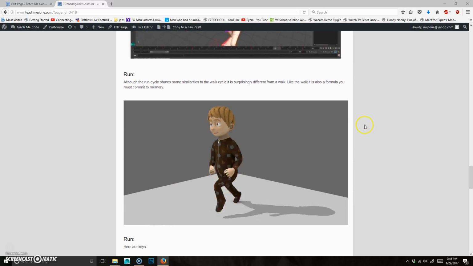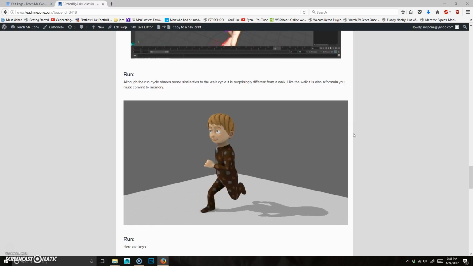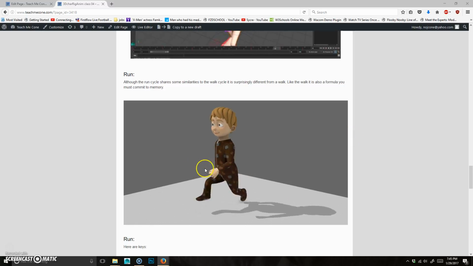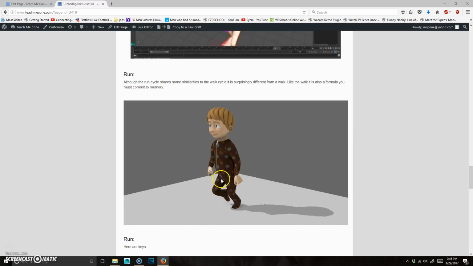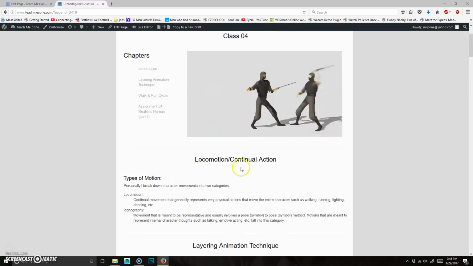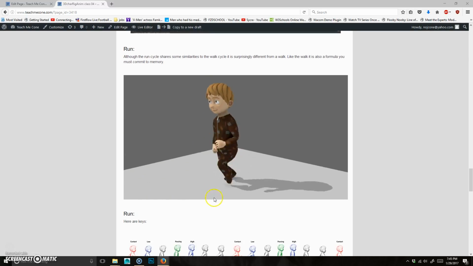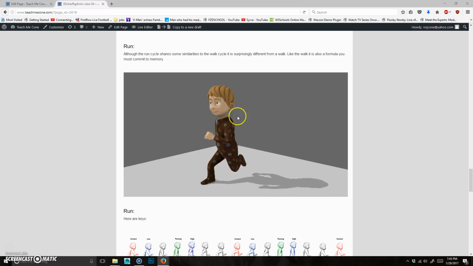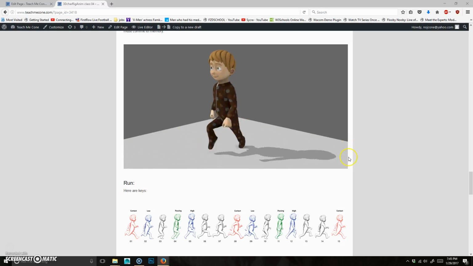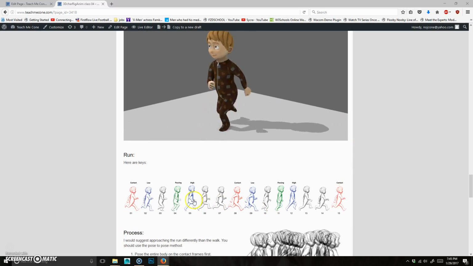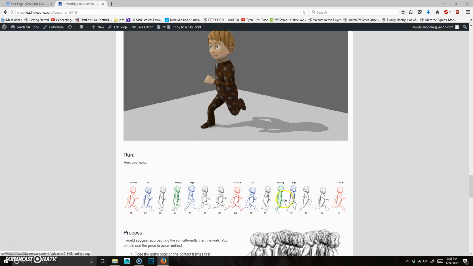Now, a run cycle. A run cycle is very similar to a walk cycle, but it is somewhat different, and it also has a formula of its own. I honestly find it kind of difficult just because I don't usually do too many of these. Walk cycle I can do in my sleep. I've done so many of those. Now the run cycle can be a little more difficult to do. In some ways it's easier because it's fewer keys, but you basically have to animate on every single frame as opposed to a walk cycle, where you can animate every other frame.